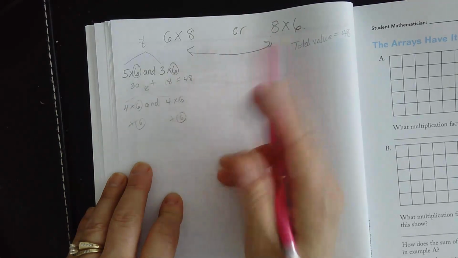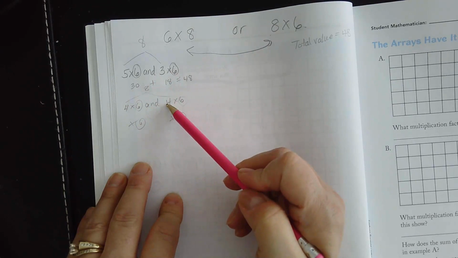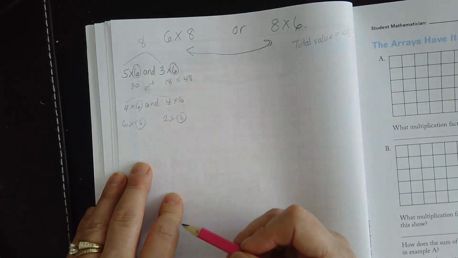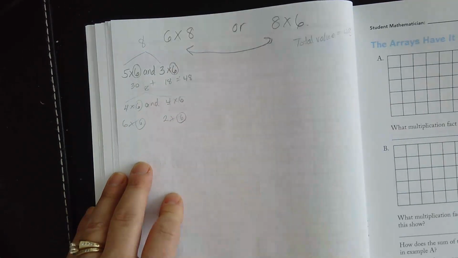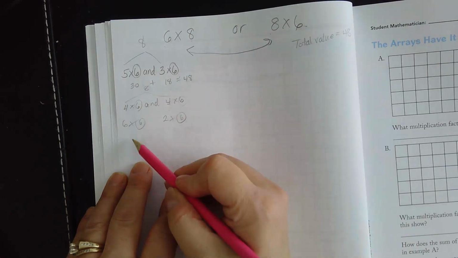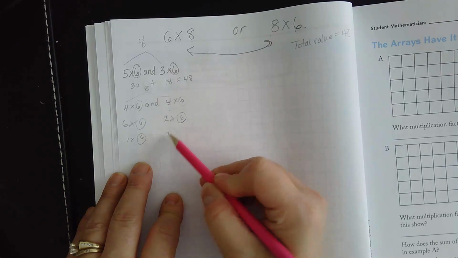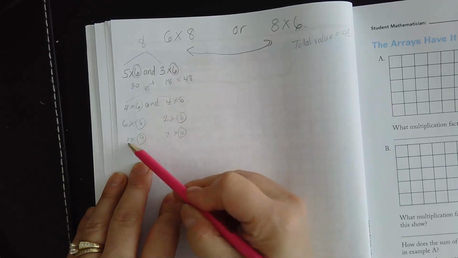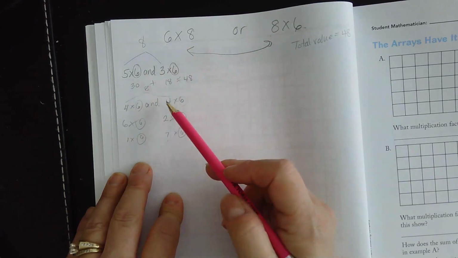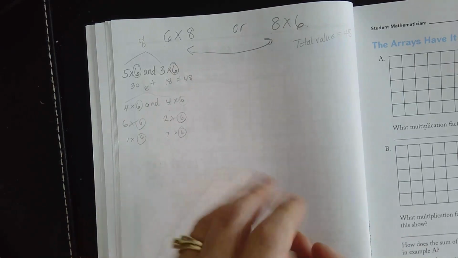What two numbers can you add together to get 8? Well, we did 5 and 3. We did 4 and 4. How about 6 and 2? Could we do 2 times 6 and 6 times 6 to get a total value of 48? Could we do 1 times 6 and 7 times 6? 7 and 1 is 8. 6 and 2 is 8. 3 and 5 is 8. 4 and 4 is 8. So you see there's multiple ways to do it.